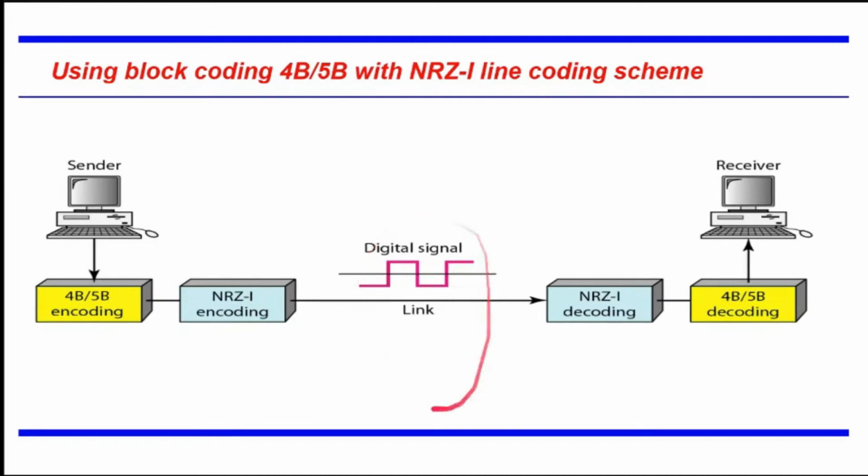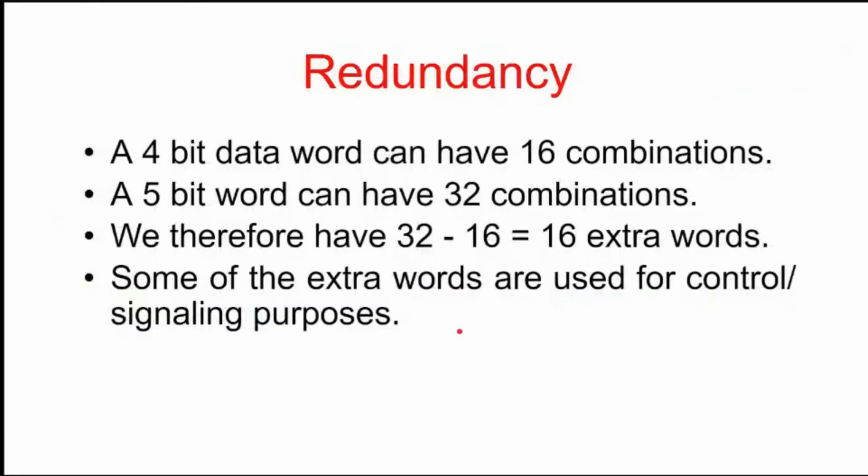The corresponding digital signal will reach the destination. So this is block coding. Instead of individual bit conversion, the block of bits will be converted using NRZI and 4B/5B encoding. It's a very simple concept.